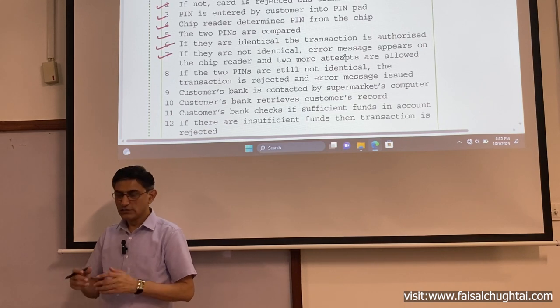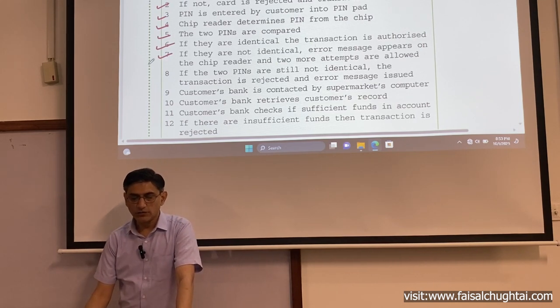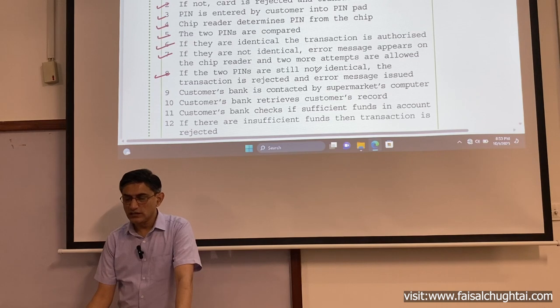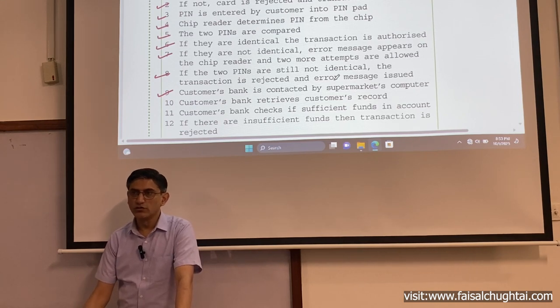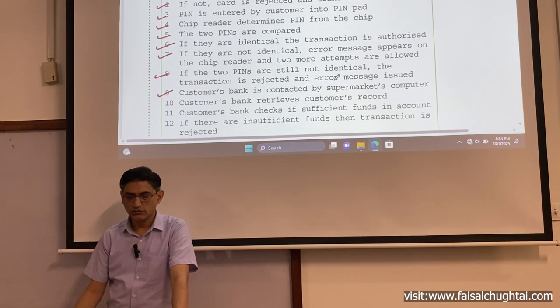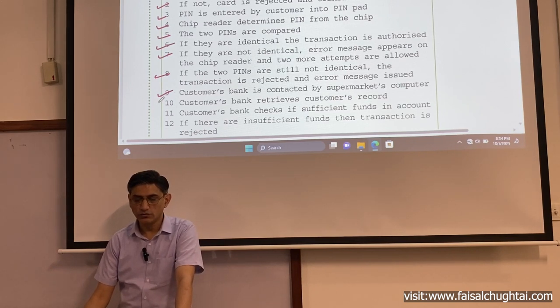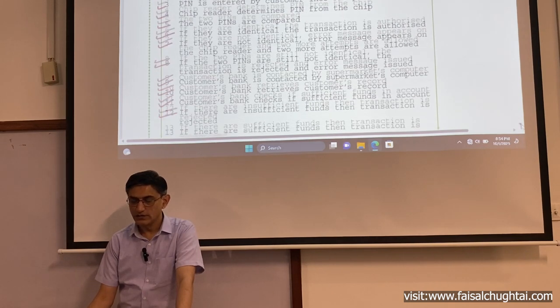Are you getting what I'm saying? Okay. So this is what is done then. Step number eight. If the two PINs are still not identical, the transaction is rejected and an error message is issued. Customer's bank is contacted by the supermarket's computer that it is not a genuine card and the transaction cannot go through. Customer's bank receives customer's record. Customer's bank checks if sufficient funds are there in the account. If there are insufficient funds, then the transaction is rejected.